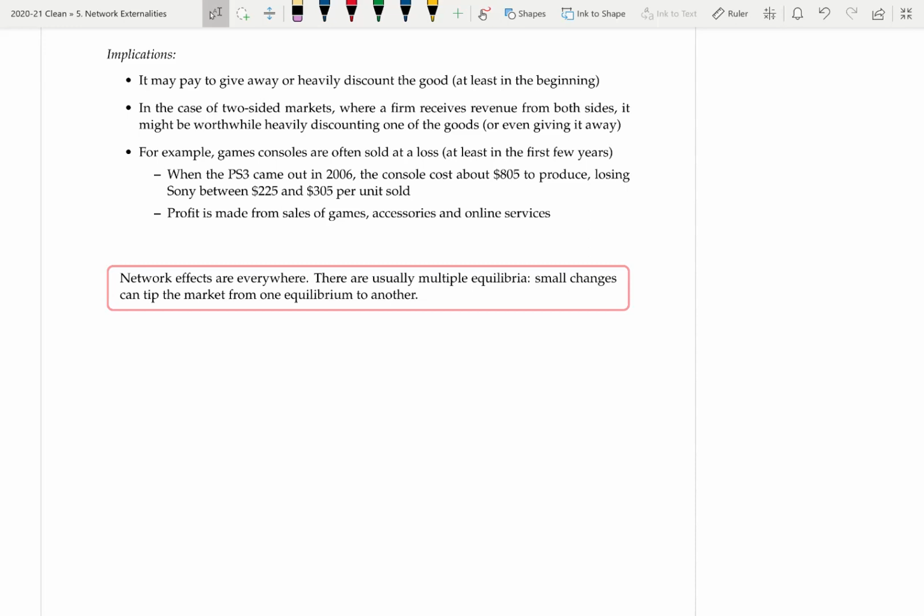To summarize, there are lots of goods with network effects. In these markets, there are multiple equilibria, and small changes can tip the market from one equilibrium to another.